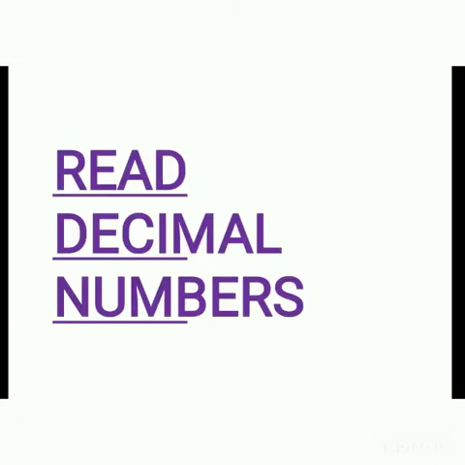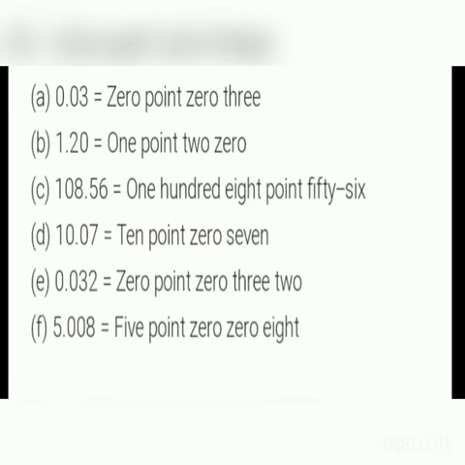So first we'll see how to read decimal numbers. Directly we are moving to the example questions. First one, 0.03. After the decimal point, we'll not read it using the place value system. We'll just read the numbers as such. That is 0.03, then 1.20. Never read it as twenty. Give the number separately, read the digits separately. Now here 108.56 is the number.